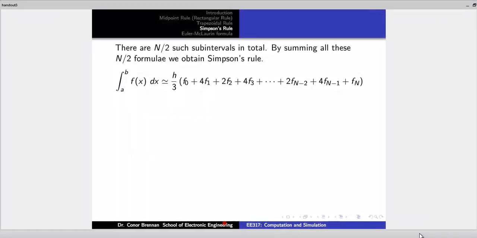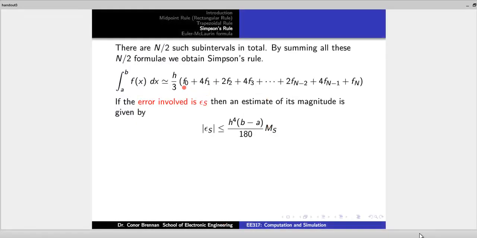For the second two strips, we get this, and so on and so forth. You can add them all together, and we get Simpson's rule. The area under the curve is approximately h over 3 times the function value at x0, plus 4 times the function value at x1, plus 2 times the function value at x2, plus 4 times the function value at x3. So it alternates 4, 2, 4, 2, 4, 2 until we get to the very end, where it becomes 1.